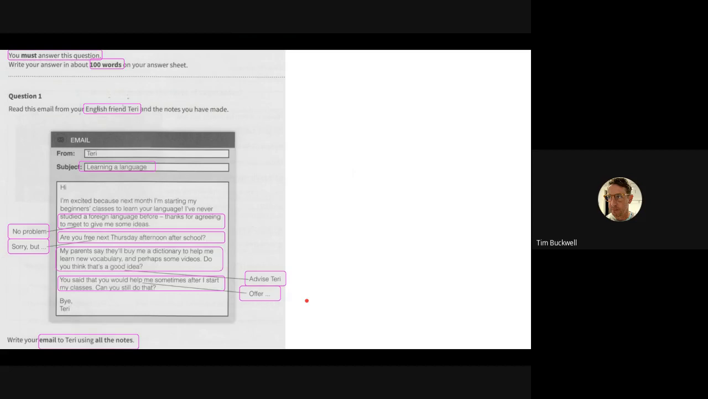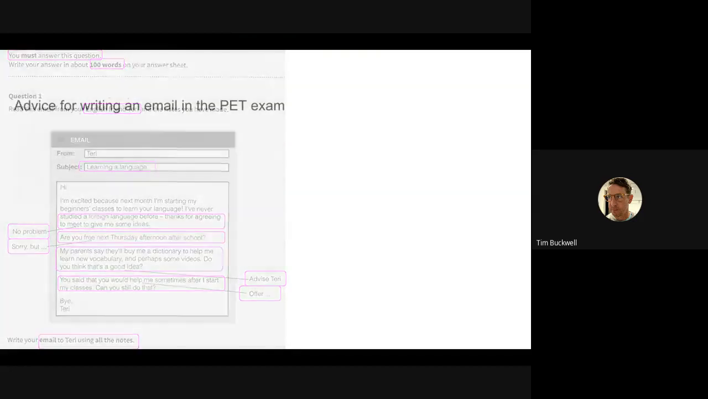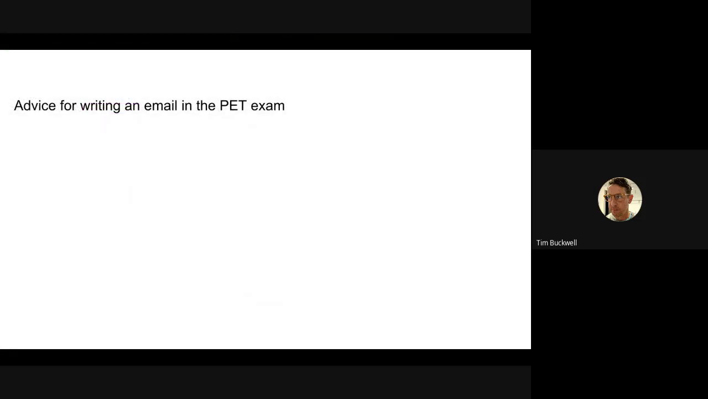And it's important that you go through this process. And again, the recommendation is that you read the question, reread the question, and you highlight the key words. And now we understand clearly what it is that we have to write when we are answering our email. So now we're going to give you some advice on how to write an email in the PET exam.